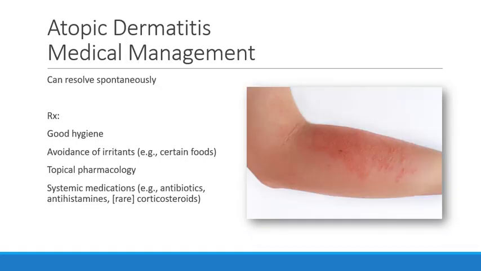Now, this can resolve spontaneously. Oftentimes, though, treatment involves educating people on good hygiene, the avoidance of irritants, so identifying those foods that seem to cause the rash. Topical pharmacology may be beneficial, and sometimes systemic medications are prescribed, like antibiotics. You might expect that if there was a bacterial infection. Also, antihistamines and, in rare cases, corticosteroids are prescribed.